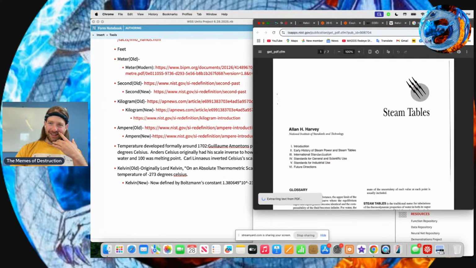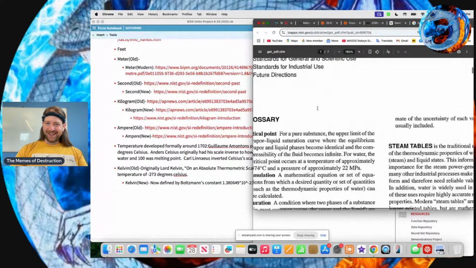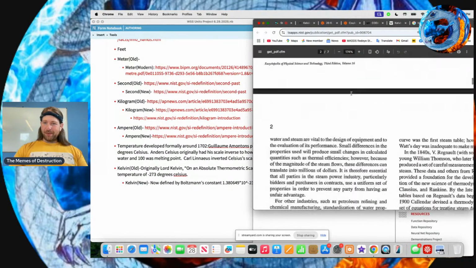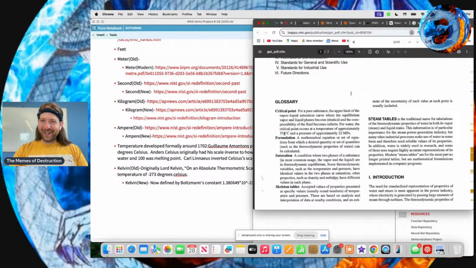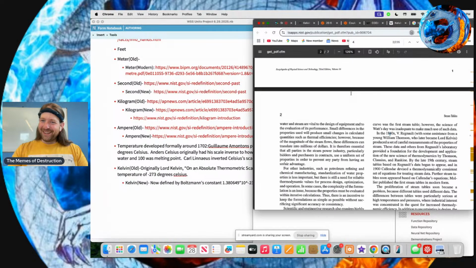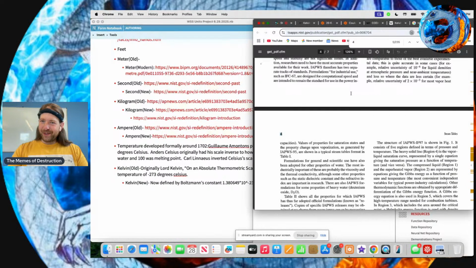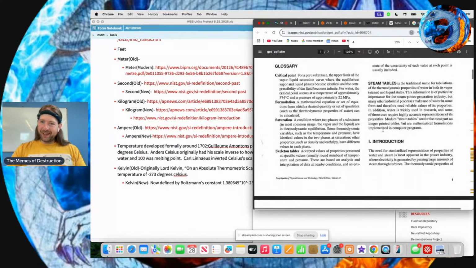Oh, and ISD has an article. Early history of steam power and steam tables. All right, 22 megapascals, blah, blah. Control F4. No, there's too many fours. Oh, it's only 7 pages. Okay, that's not bad. Let me actually skim through this.